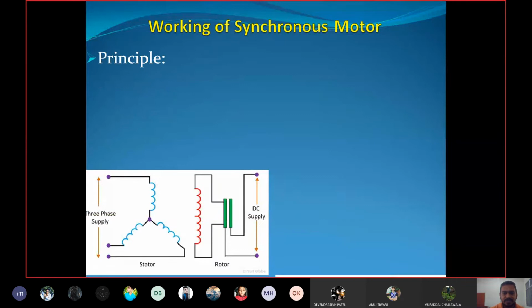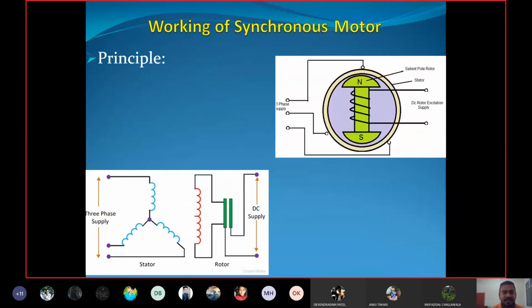Okay, so this is the basic diagram of it. Here is the stator winding, a three-phase stator winding, and here the three-phase supply is given. Look at this, this is the three-phase supply, and we are giving three-phase winding to the stator. So a rotating magnetic field is produced. This rotating magnetic field rotates in a clockwise direction at synchronous speed.